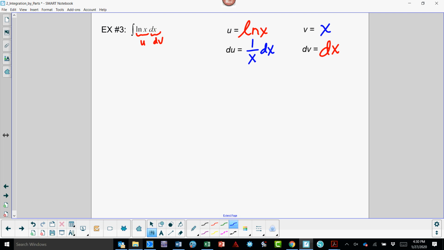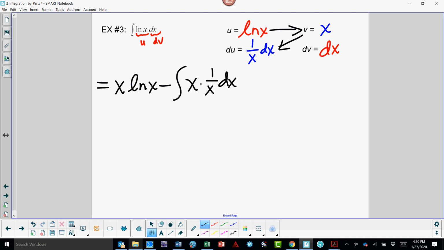Using my formula then, the formula says do uv and then minus the integral of v du. I wrote it as v times u because that's the order we would do it in. So it's uv minus the integral of v du, and you just write what it equals. Before I integrate, I'm going to simplify this. This is actually x times 1 over x, so that's just 1 dx. Now I can finish.